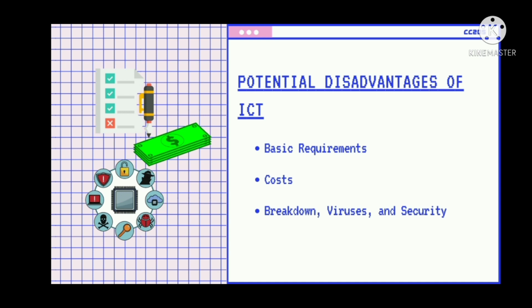Costs: money and time spent setting up equipment and software, time spent exploring how to use it, time spent wondering why something is not working and involving colleagues in the discussion, time wasted when work is lost, time and money spent on training. And the last one: breakdown, viruses, and security.